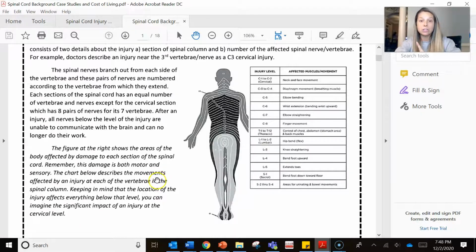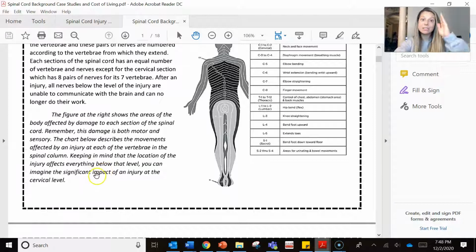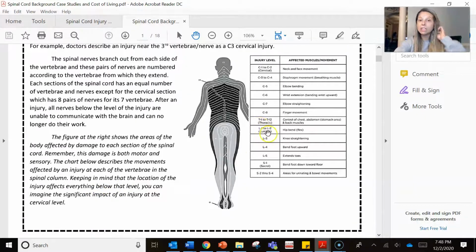Level of injury I want to talk about because you need to understand this to do today's assignment. This figure right here is based on lots and lots of research. It's showing you that if you have an injury to the spinal cord at a certain location, what kind of muscles and movement will be affected because of that injury. But the big thing you need to understand is right here. This damage is going to be both motor and sensory, and the location of the injury is going to affect everything from that point on and below that level. So you can imagine the kind of impact that a spinal cord injury at the cervical level vertebrae, up here, is going to have a huge impact compared to a spinal cord injury down at the lumbar or sacral vertebral levels.